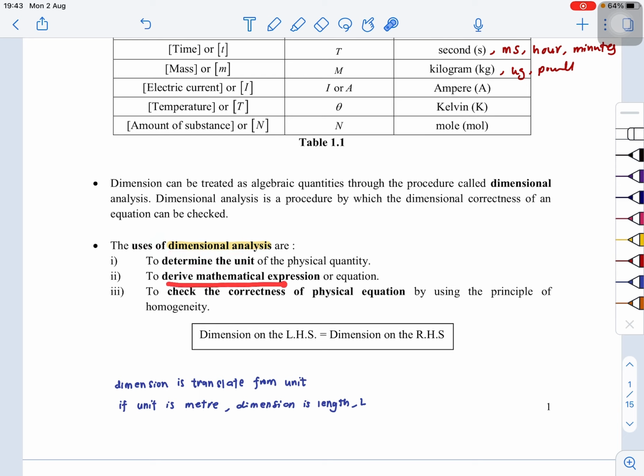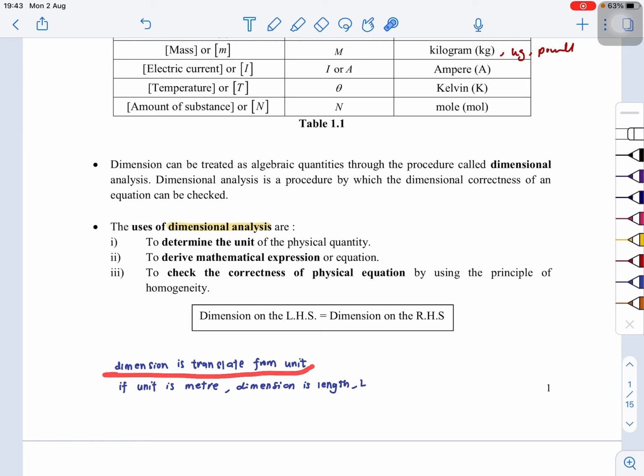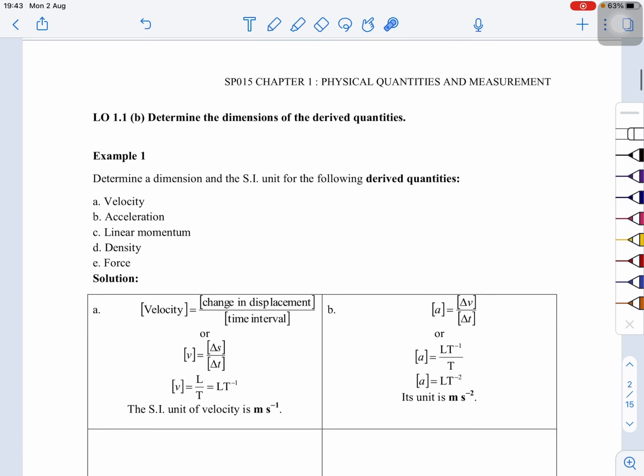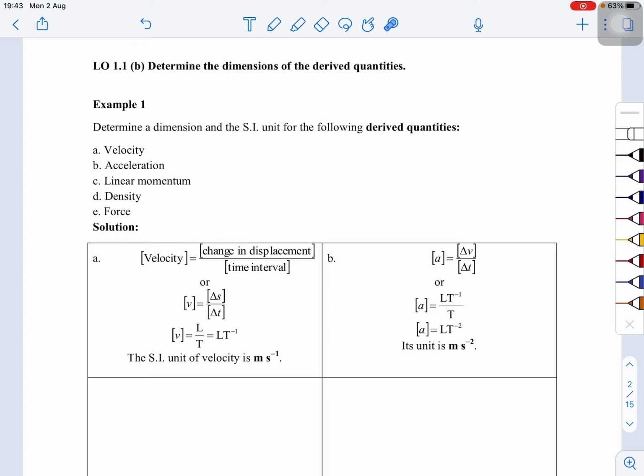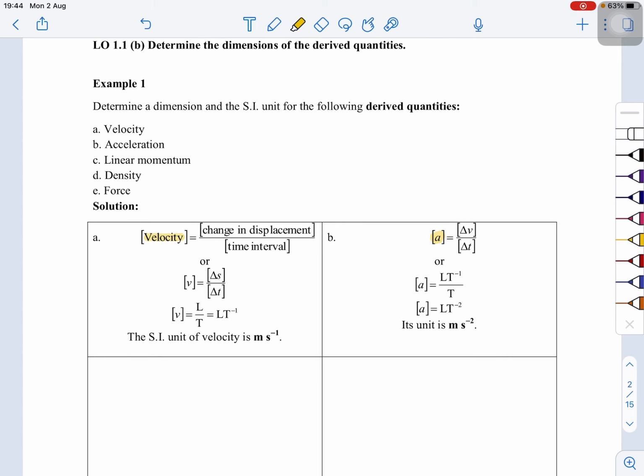Okay, so basically dalam kata simple dia, dimension ni adalah translate daripada unit. So if the unit is meter, dimension adalah length. If the unit is centimeter, dimension adalah length. Okay, so now kita tengok the example here, which is we come to the second learning outcome actually, to determine the dimension of the derived quantities. So tengok example 1. So dekat sini we already have the solution for velocity and acceleration. Okay, so let me go through this solution here. Okay, kita tahu velocity.